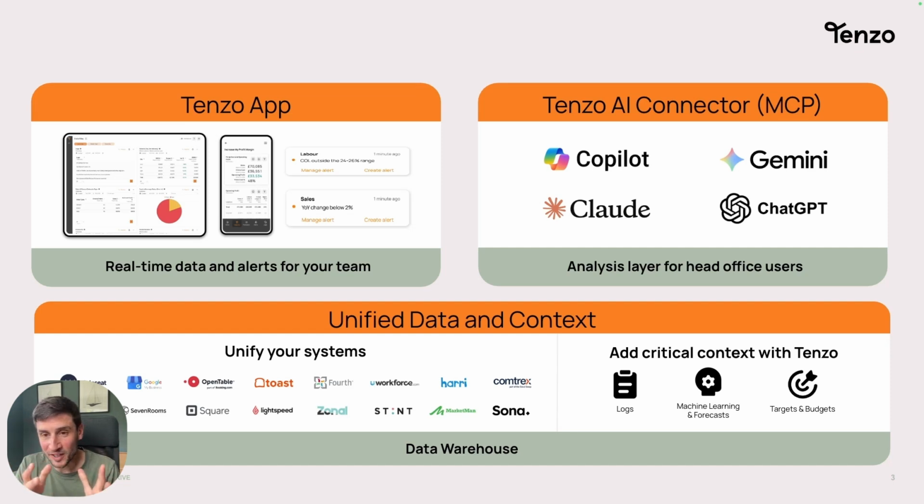So I built Tenzo. What we do is we aggregate data from over 120 different systems in your ecosystem: POS, labor, inventory, reviews, reservations. We then add context to that. So hospitality context, your business context, the location context, the end of day reports from the GMs. And then you really are able to access that both on our dedicated mobile and web apps. You can automate emails.